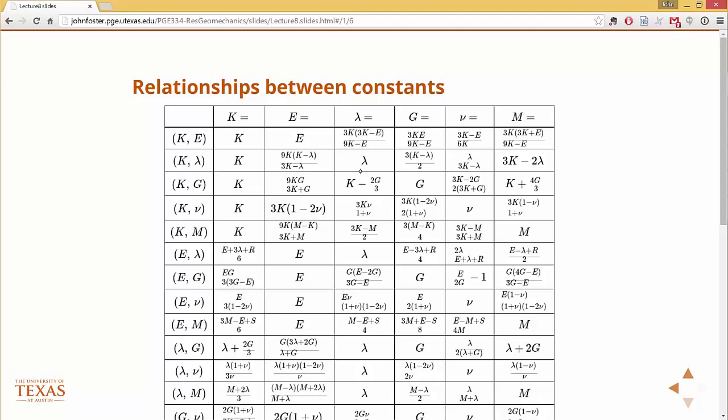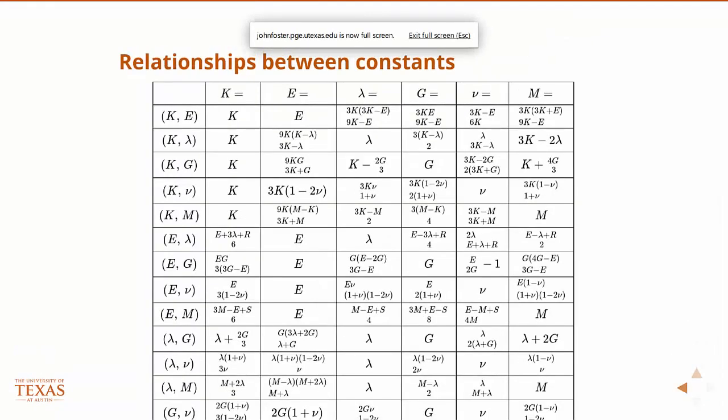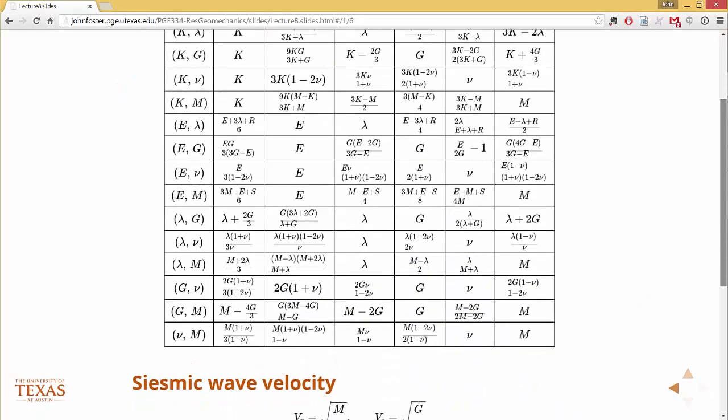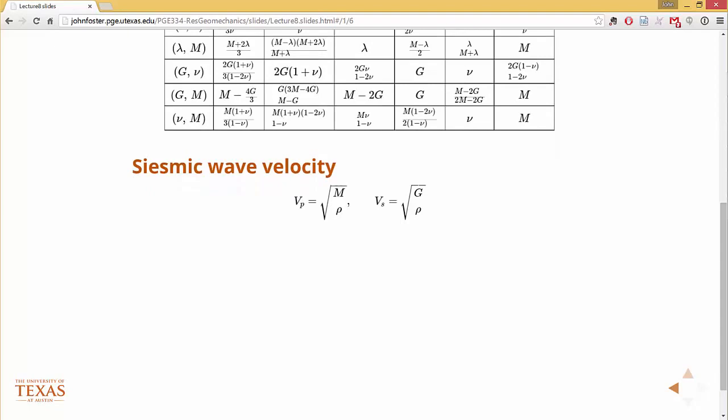And here's the lambda just as we defined it. If you're given K and G and you want to know lambda, it's K minus 2/3 G. So the final thing is, typically in a reservoir, the easiest way to measure moduli is from seismic waves.